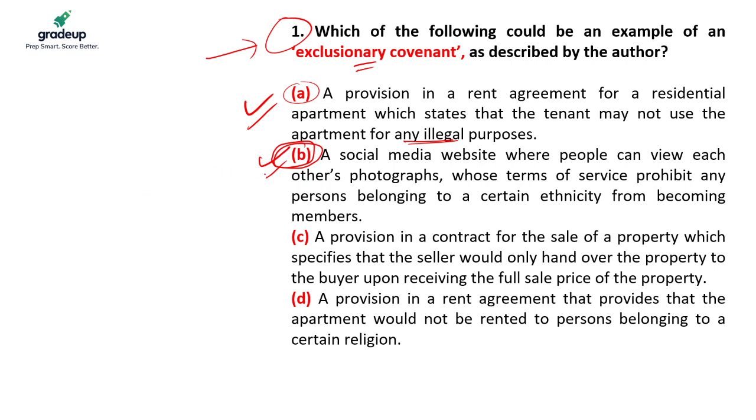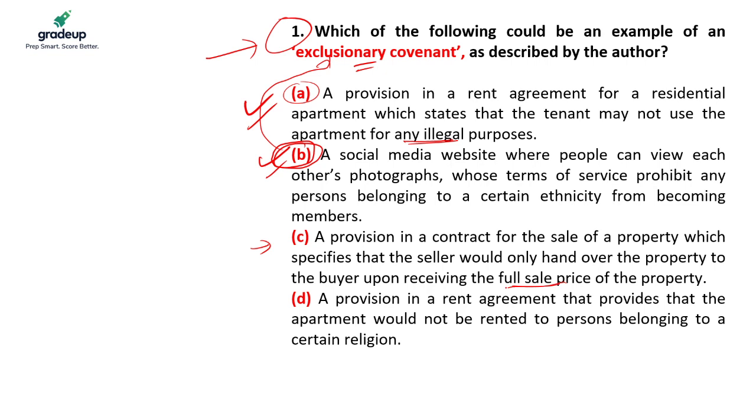So even if it is true, it does not talk about immovable properties. Therefore, exclusionary covenant will not be applicable here. Even if it is discretionary, it will not apply to exclusionary covenant, because the word exclusionary covenant has been used for something that is immovable. Now come to the third one. A provision in a contract for the sale of a property which specifies that the seller would only hand over the property to the buyer upon receiving the full sale price of the property.